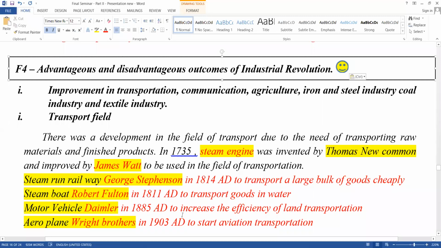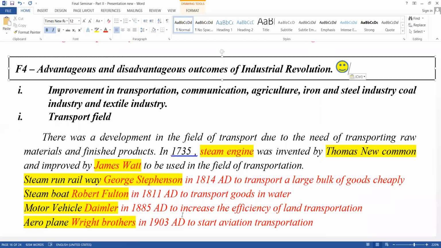In 1935, the steam engine was invented by Thomas Newcomen and improved by James Watt to be used in the field of transportation. Okay, so actually the steam engine of Thomas Newcomen was invented not for transportation, but for use in coal mines, to refresh the mines as well as to remove water connected there. But later on, James Watt improved that to be used in transportation.